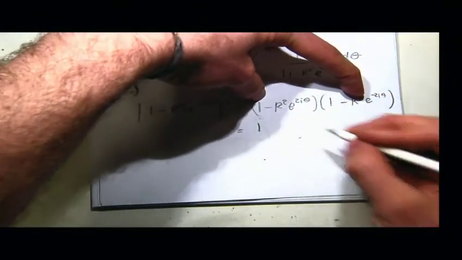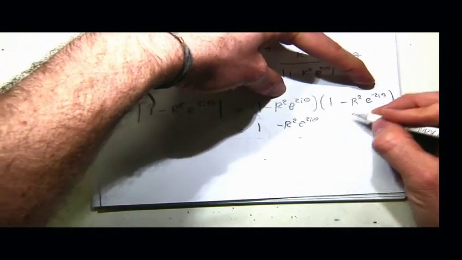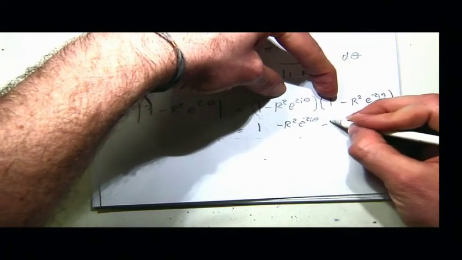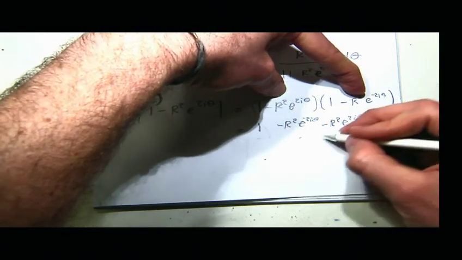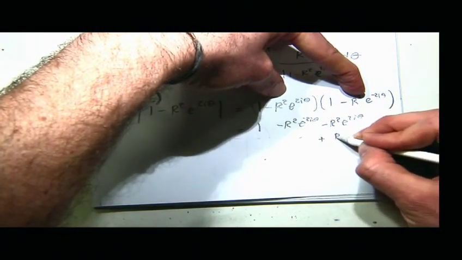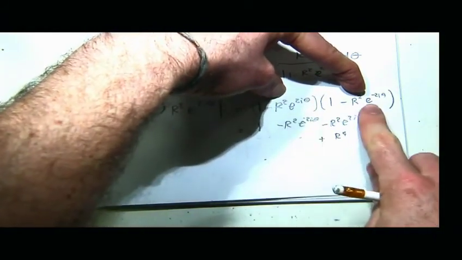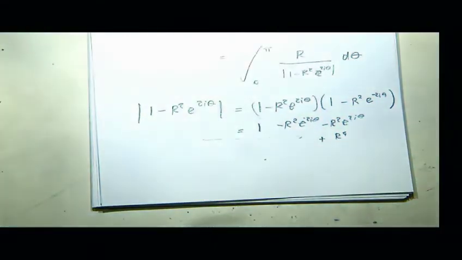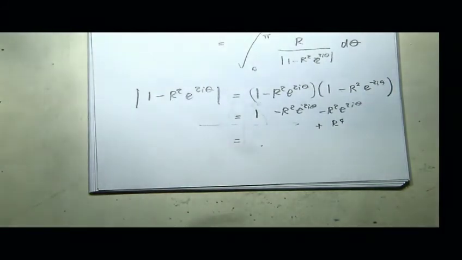So 1 minus r squared e to the 2i theta. Sorry, minus 2i theta minus r squared e to the 2i theta plus r to the 4. Yep, because e to the minus i theta and e to the plus i theta cancel each other out. Lovely. And then e to the minus 2i theta and e to the plus 2i theta are conjugates, so they cancel each other out. So I get 1 plus r to the 4.